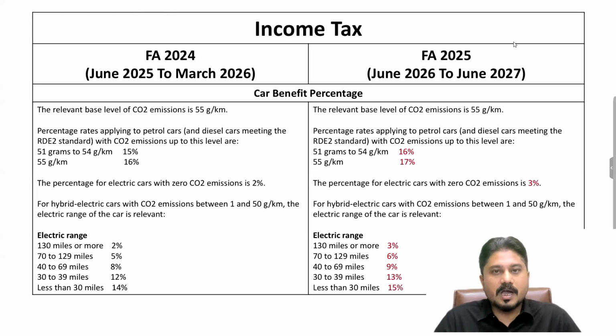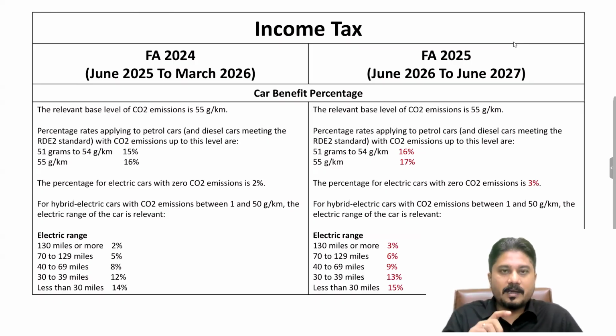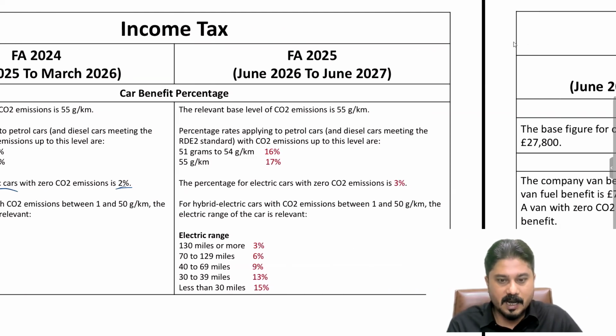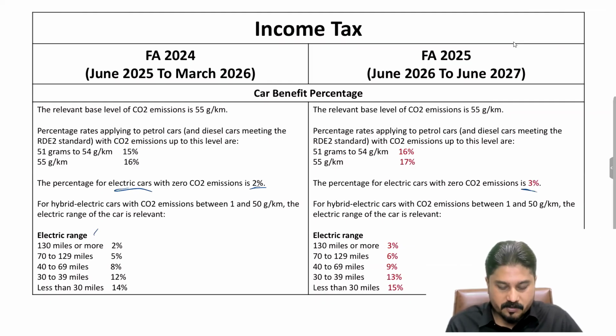In employment income, we talk about the car benefit and the fuel benefit. Yes, here is a change for employment income purposes. All of the percentages in Finance Act 24, 1% is added. So that's a change for Finance Act 25. You can see 15% adding 1% is now treated as 16%, and thereafter 55 grams per kilometre was 16%, now it's 17%. With respect to electric cars, previously it was 2%, but now it's 3%. And with respect to electric range, any percentage is to be increased by 1%.